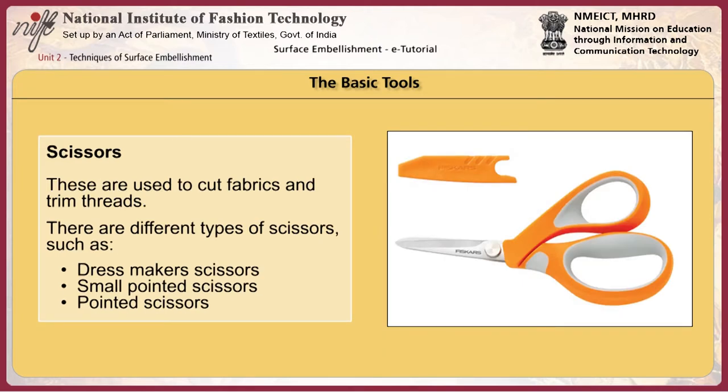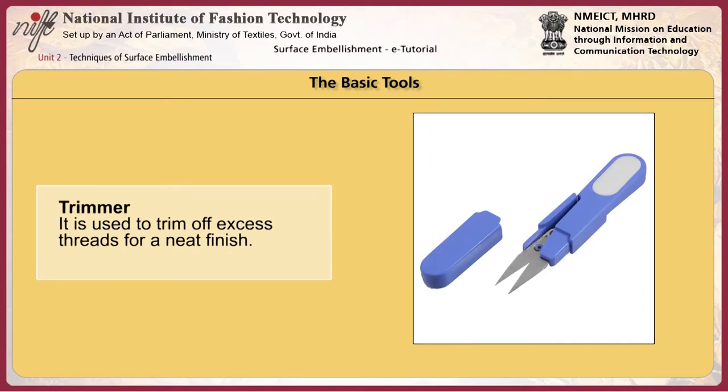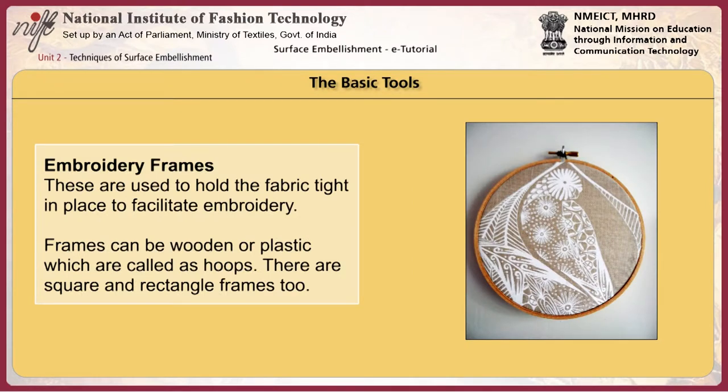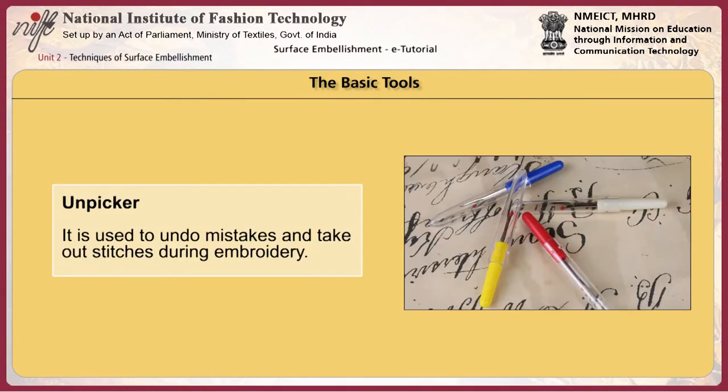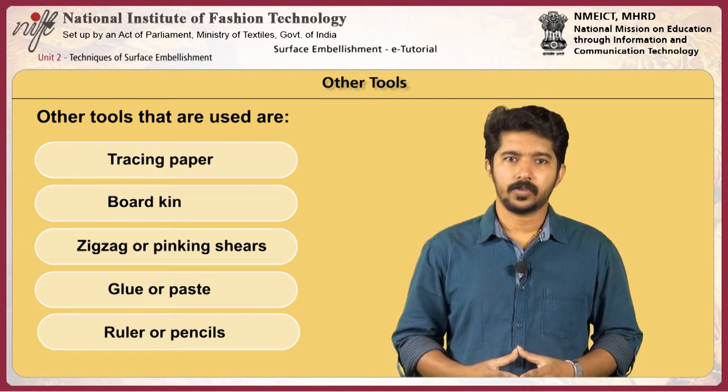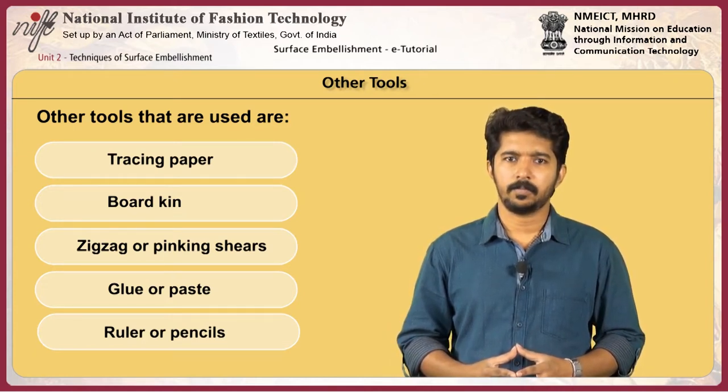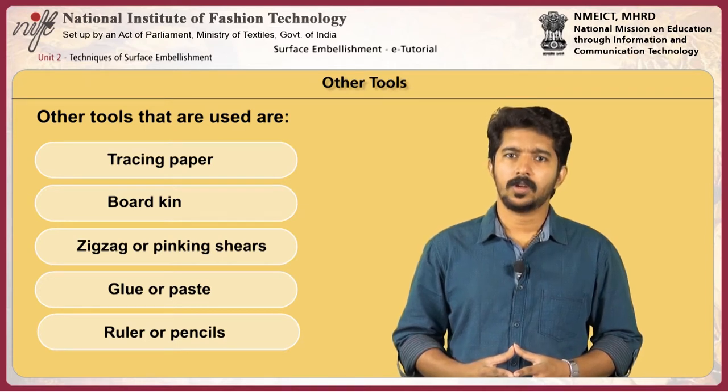Scissors are used to cut the fabrics and trim threads. There are different types of scissors such as dressmaker's scissors and small pointed scissors. A trimmer is used to trim off excess threads for a neat finish. Embroidery frames are used to hold the fabric tight in place to facilitate embroidery. Frames can be wooden or plastic, which are called hoops. There are square and rectangular frames too. A threader is used to insert the thread through the eyelet of the needle. An unpicker is used to undo mistakes and take out stitches during embroidery. Other tools that are used are tracing paper, board pins, zigzag or pinking shears, glues or paste, ruler, and pencils.